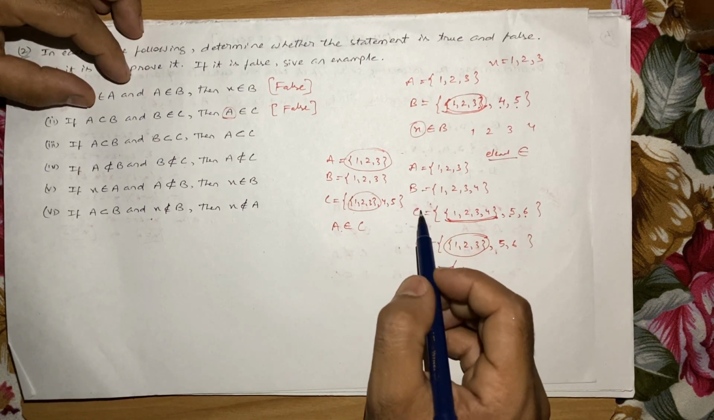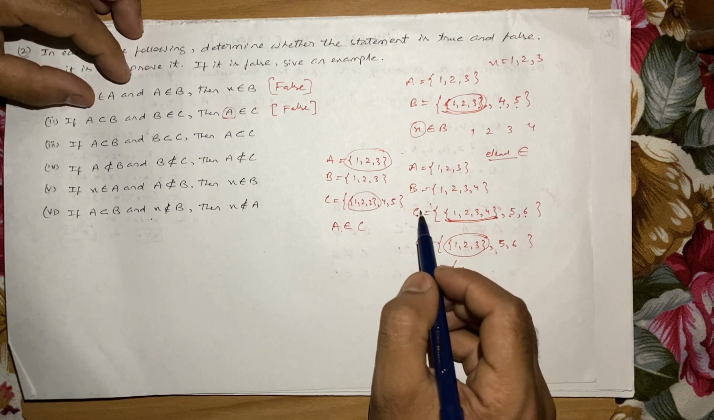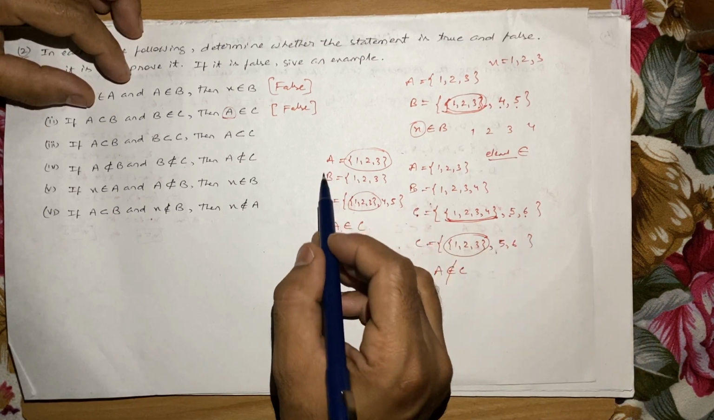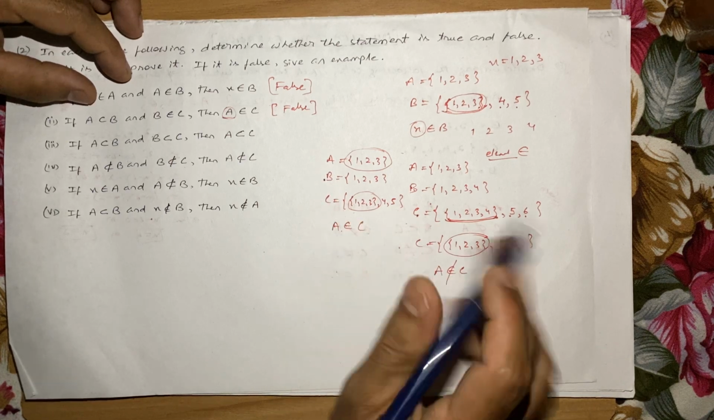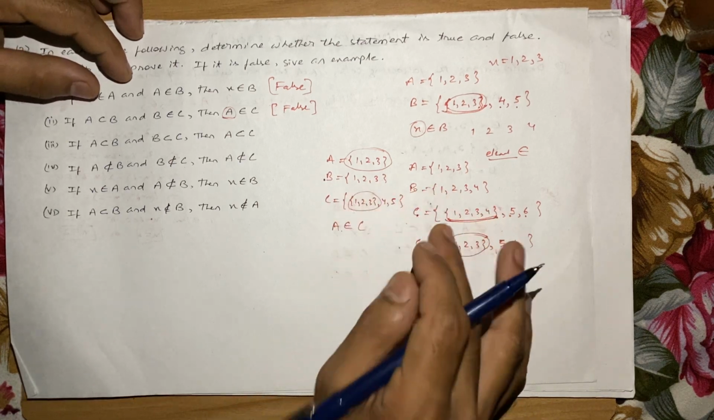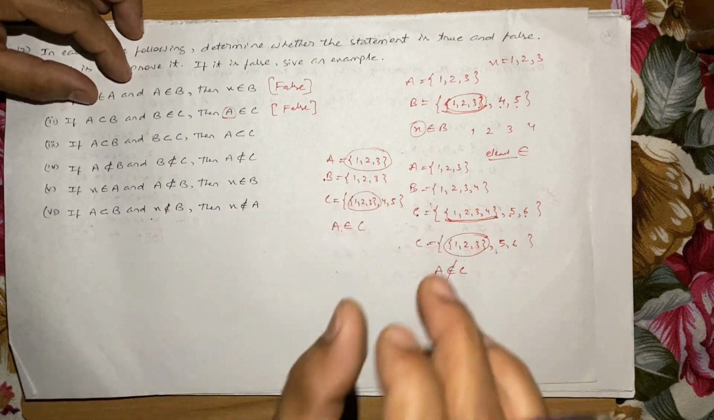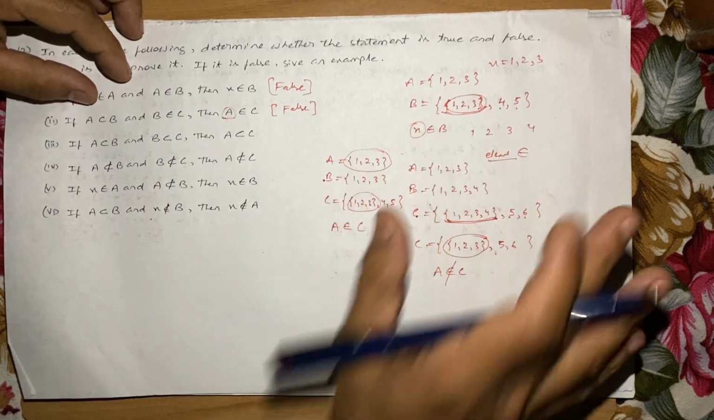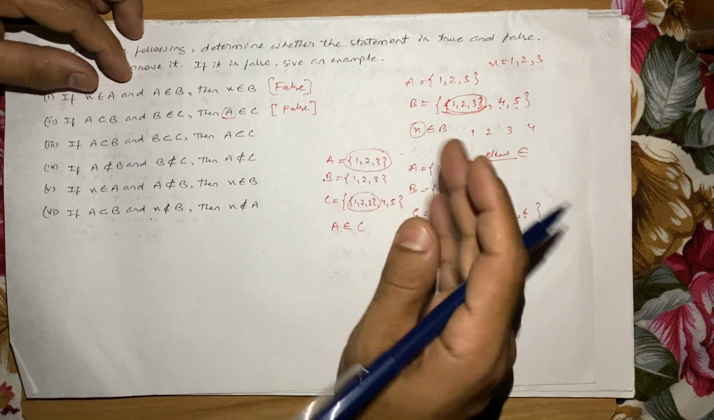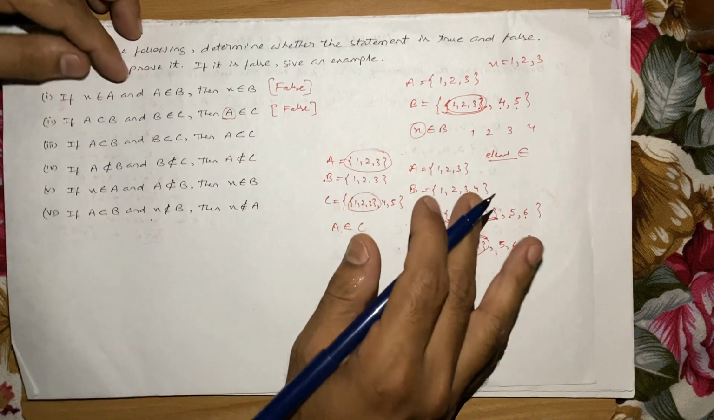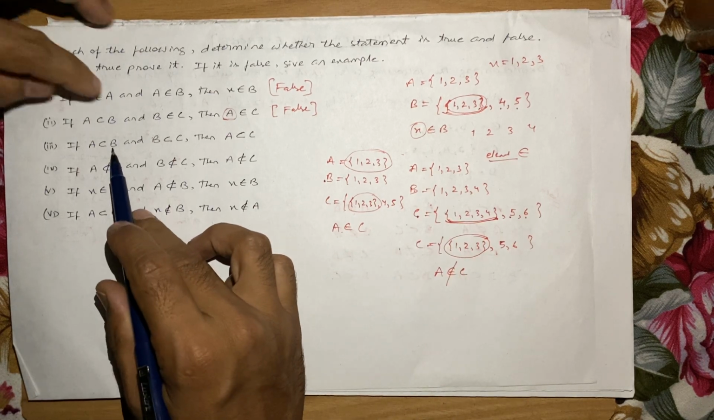A is a subset of B. B belongs to C, but A does not belong to C. Here A is a subset of B. B belongs to C, but A also belongs to C. So there is a contradiction. So whenever it's completely true, then only say true. Okay, if there is even one example that you can think of that makes the whole thing false, then it's false. Okay, now the next one is A is a subset of B.